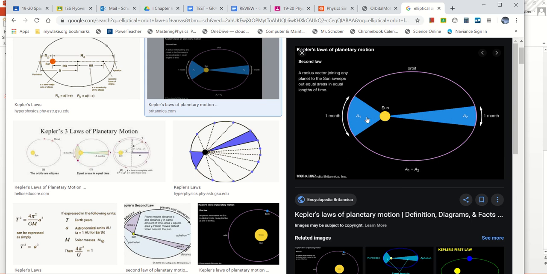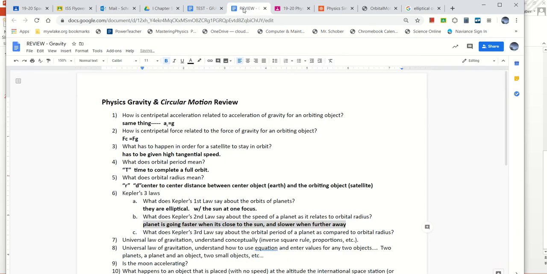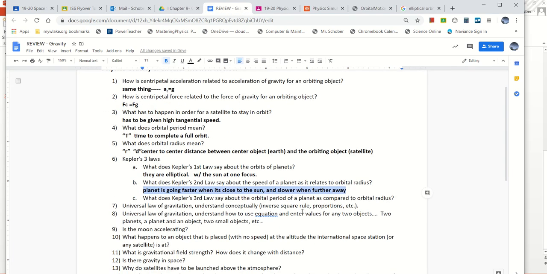And again, this law of areas is a roundabout way of explaining how this planet's speed changes, just the nature of how its speed changes with distance.